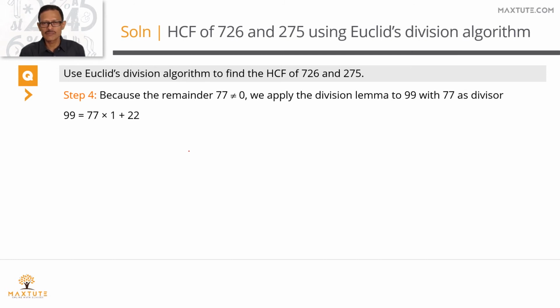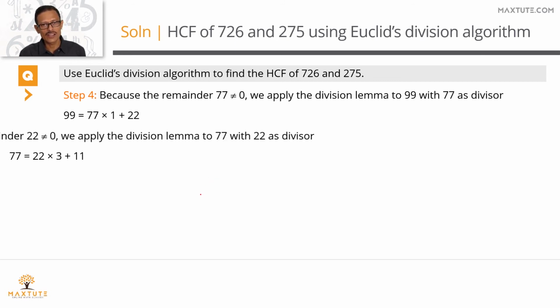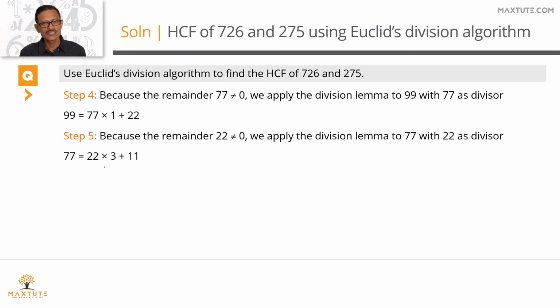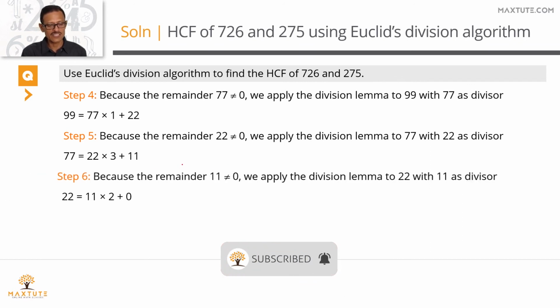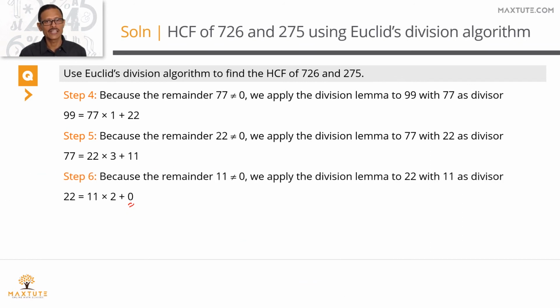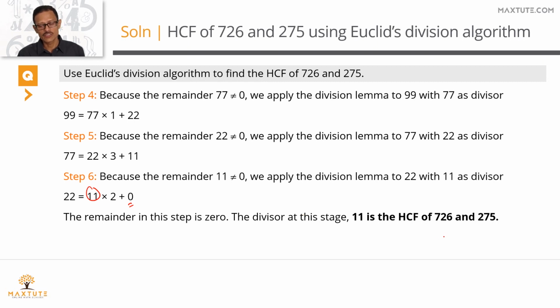So repeat the step because the remainder is not 0. However many steps it takes, we have to go on. So in this case, we're going to write 77. We're going to apply the lemma on 77 with 22 as a divisor. So 77 equals thrice 22 plus 11. The remainder still is not equal to 0. So we're going to apply the lemma on 22 with 11 as the divisor. In this step, we got a remainder which is equal to 0. The step in which you get the remainder as 0, the divisor of that step, which is 11, is the HCF of these numbers. So HCF of 726 and 275 is 11.